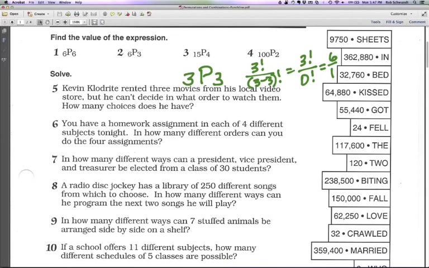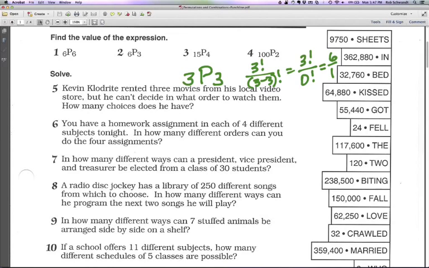All right, let's try to look at number 6 here. You have a homework assignment in each of 4 different subjects tonight. How many different orders can you do the 4 assignments? Okay? And again, great situation. You wouldn't want to redo a homework assignment 4 times in a row, right? You finished it, okay, you're done. You only have 3 assignments left, okay, you finished the 3rd one, and so on and so forth.